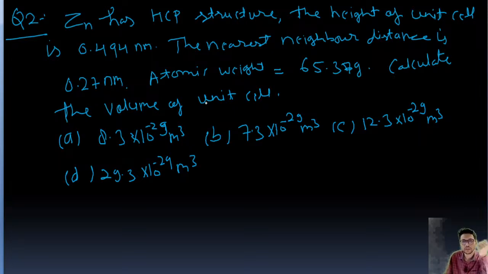Very simple question. Zn has HCP structure, and the height of the unit cell, C, is given: 0.494 nanometer. The nearest neighbor distance is given, that is 0.27 nanometer. Nearest neighbor distance means the lattice constant A is given. The atomic weight is given. Calculate the volume of unit cell.